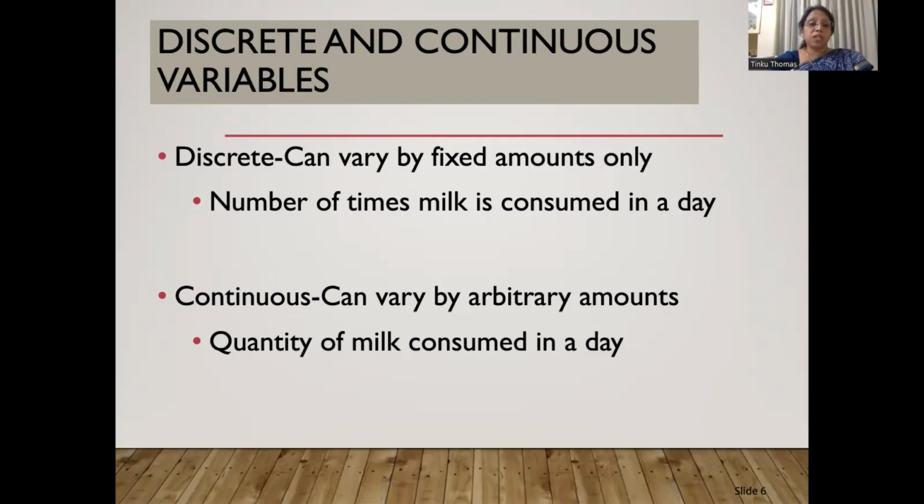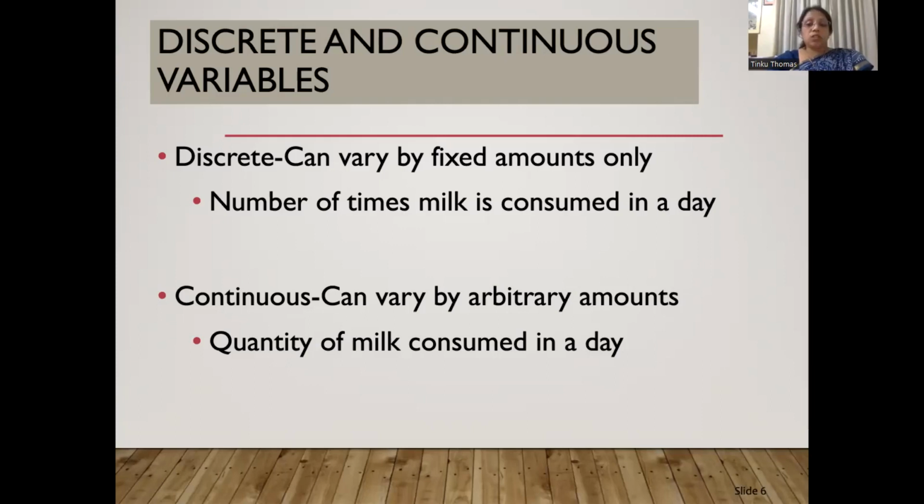What we call continuous is data that can vary, and it can be any value between a certain range. For example, quantity of milk consumed in a day. So that can be any value. So let's say it could be 0, or it could be 500 milliliters, and it can be any value within that range.